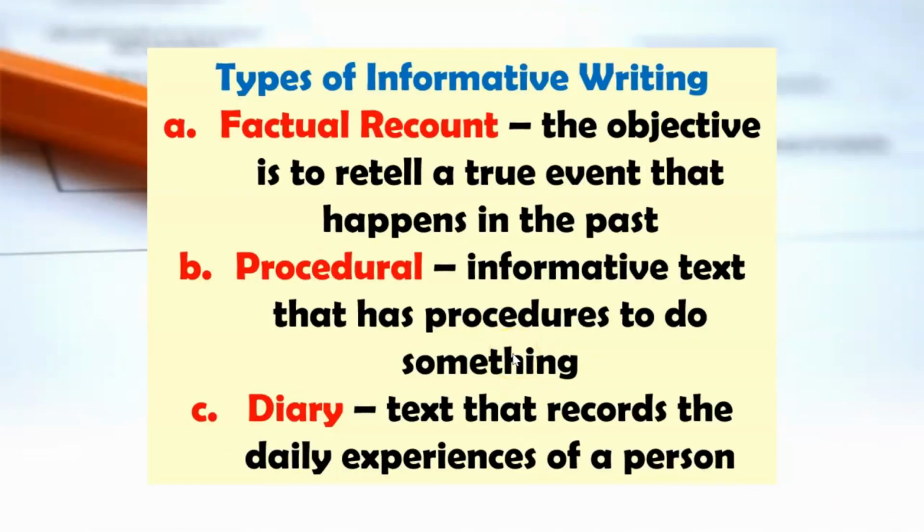Lastly, we have types of informative writing. We have first the factual recount. The objective is to retell a true event that happened in the past, like the newspaper, history, and biography. Those are factual recounts. Then procedural informative text has procedures to do something, just like what I've said. It's more in how-to books and more. Then diary, a text that records the daily experiences of a person. Autobiography and biography can also be under diary, and personal essays as well.